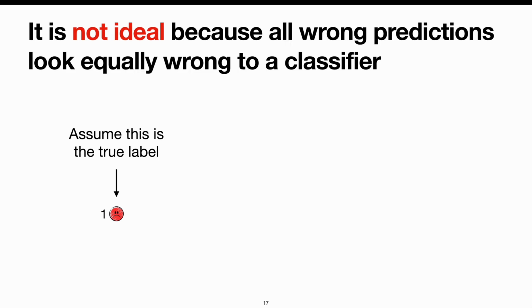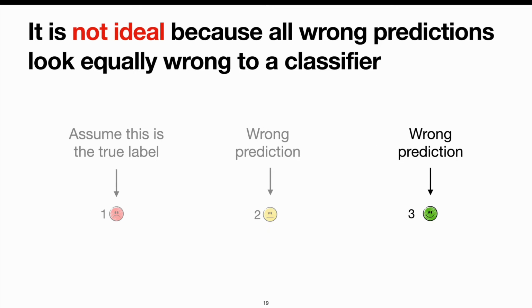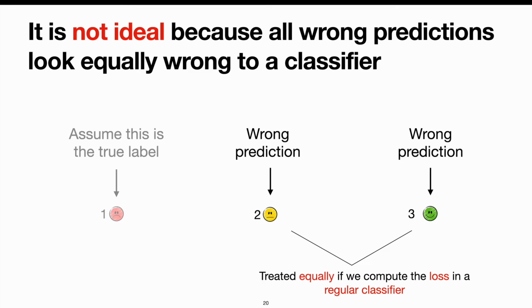Let's assume we have a prediction problem and the true label is the sad face here. This is the label that is correct if a classifier predicts it. But now assume the classifier predicts this neutral face, which would be a wrong prediction. Or another scenario would be where the classifier predicts this happy face, which would also be a wrong prediction. Both cases are treated equally if we compute the loss in a regular classifier. The classifier really doesn't distinguish between those two and assigns the same loss to these two wrong predictions.